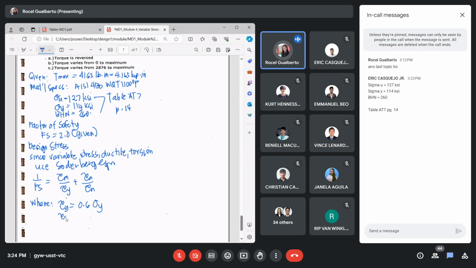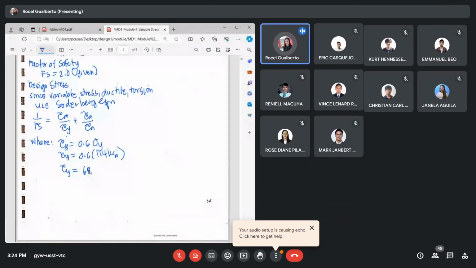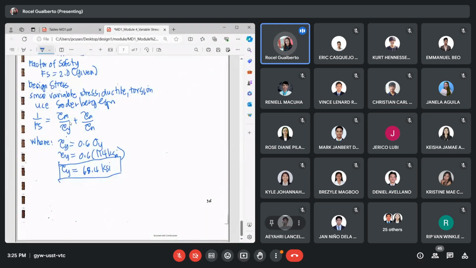And then for tau y now, that would be 0.6 of sigma y. Okay, so 0.6 of 114 KSI, that yields, ano po yung value? 68.4 po, ma'am. 68.4 KSI. So, i-box po natin, okay, yung kada component na i-substitute po mamaya natin to the Soderbergh equation. Okay, so yun po yung tau y.